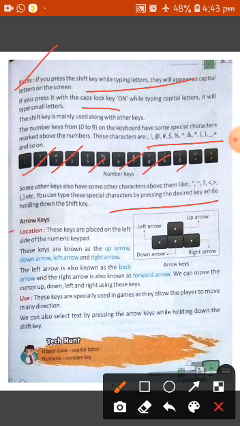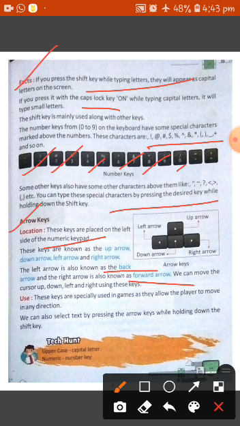Okay, now talking about arrow keys. So there are four types of arrow keys. Their location on the keyboard is, these keys are placed on the left side of the numeric keypad. So arrow keys are present on the right side of the keyboard. These keys are known as up arrow, down arrow, left arrow, and right arrow. The left arrow is also known as back arrow, and the right arrow is known as forward arrow.